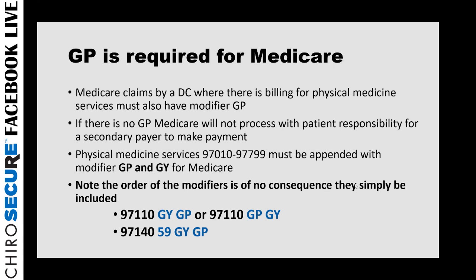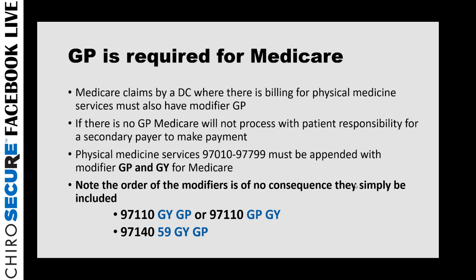Now, physical medicine services, then, of course, everything 97010 through 97799 must be appended with modifier GP. But because it's Medicare, you also need a GY. Now, the GY is a specific only Medicare modifier to indicate that it's an excluded service. Just because we put a GP with it doesn't mean Medicare is going to pay. It simply indicates that Medicare knows that we know it's an excluded service. So you can notice the examples at the bottom. I put the code for exercise 97110, and you'll notice there's a GY GP and a GP GY.